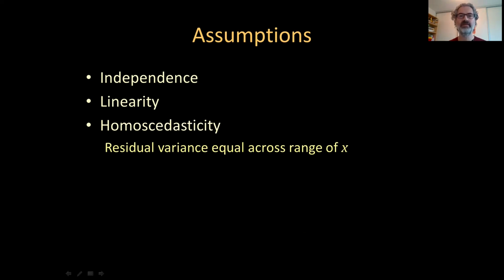An easier way to think about this is in terms of the success of our prediction. The idea is that across the whole range of our independent variable x, we should be equally good or equally bad in predicting the dependent variable. We should have about the same dispersion in the residuals. We shouldn't have very large residuals for some values of x and small residuals for other values.